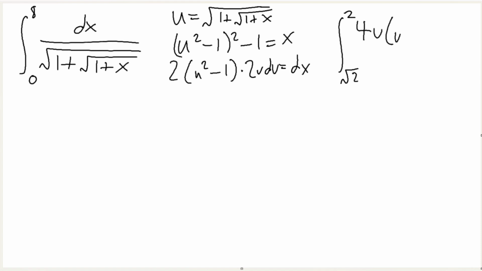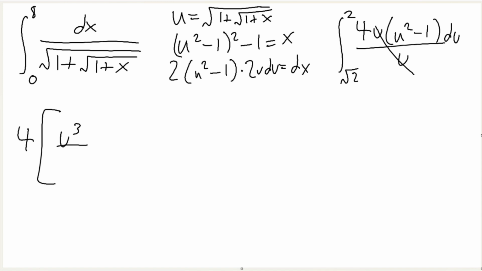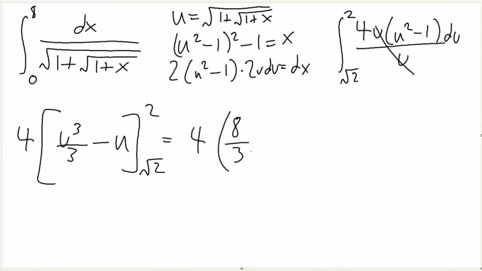4u times (u squared minus 1) du, all over u. Okay. So that's alright. So this is just power rule. So simple power rule. But then we have the bounds. That's okay. 8 over 3. If they give us a nasty integral, we'd give them a nasty answer. Minus 2. And then minus square root of 2. That's 2 root 2 over 3 plus square root of 2.